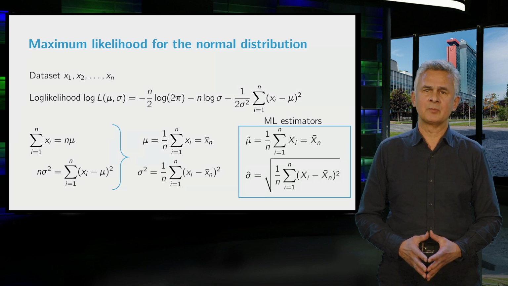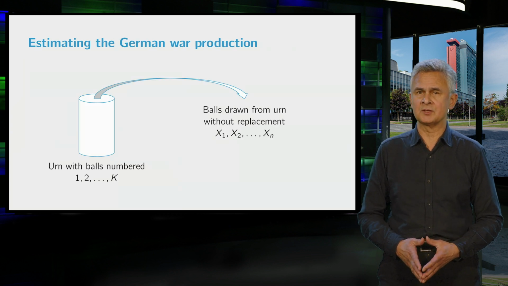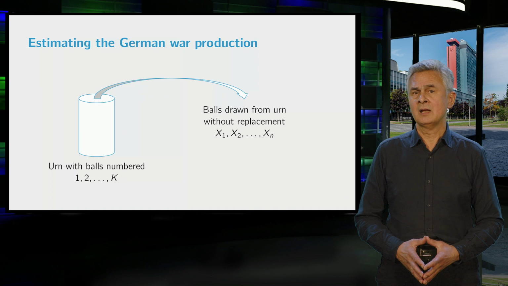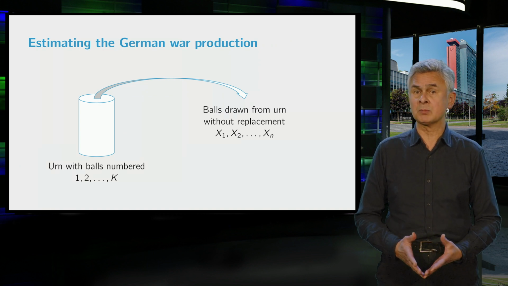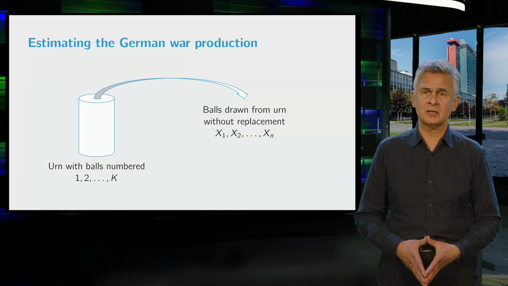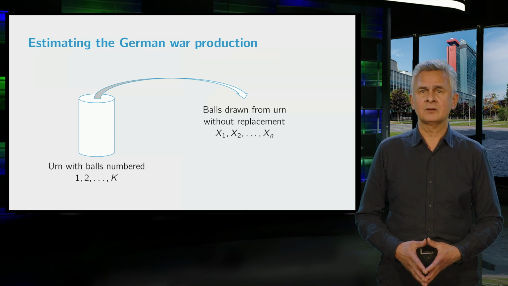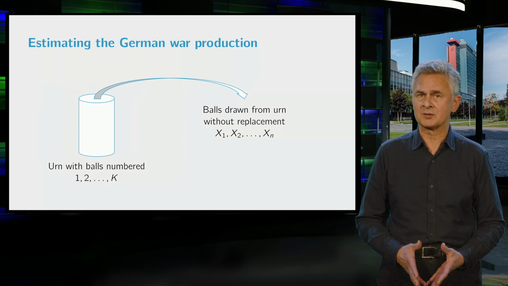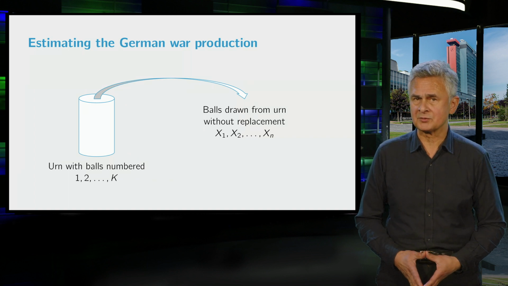As a final example, we return to the serial number example in the first video of this week. Estimating the German war production was simplified to drawing numbered balls without replacement from an urn containing balls numbered from 1 to k. In the third video of this week, you learned that the method of moments estimator is twice x bar minus 1. Well, let us find out what the maximum likelihood estimator is.